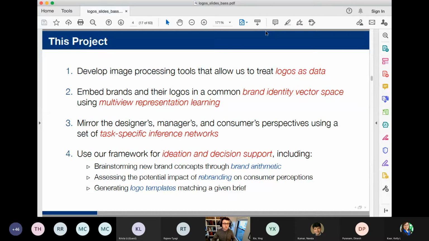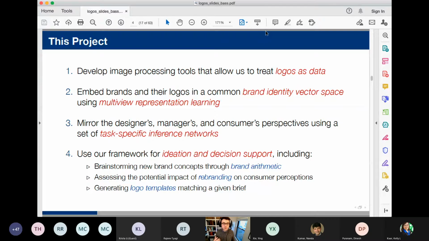And with these tools in our belt, we're going to be able to use this framework for ideation and decision support. This is really the key thing that we're going for. So what we're specifically going to be able to do is use this for brainstorming through something which I call brand arithmetic, which I'll explain later. We're going to be able to use this to assess the potential impact of rebrands on consumer perceptions. We're going to be able to use this to generate new logo templates consistent with a brand identity.